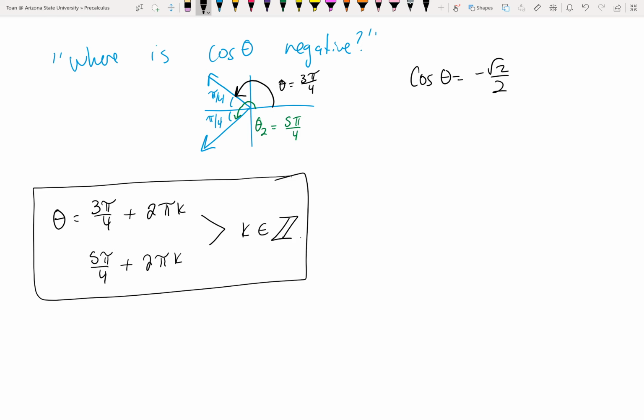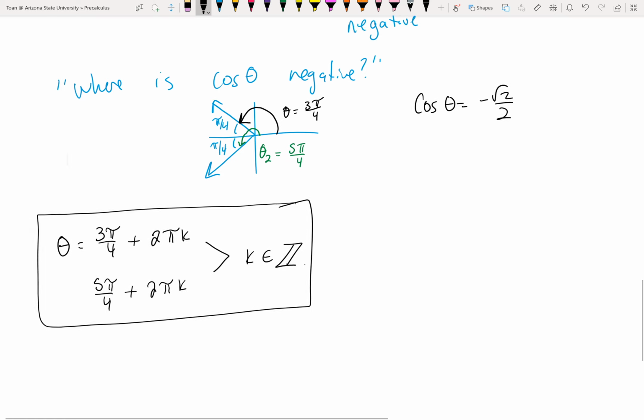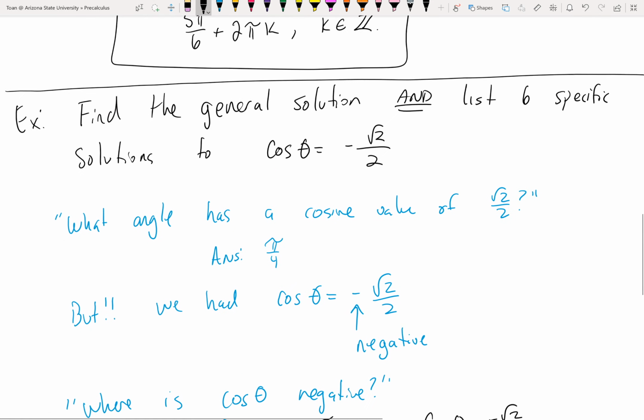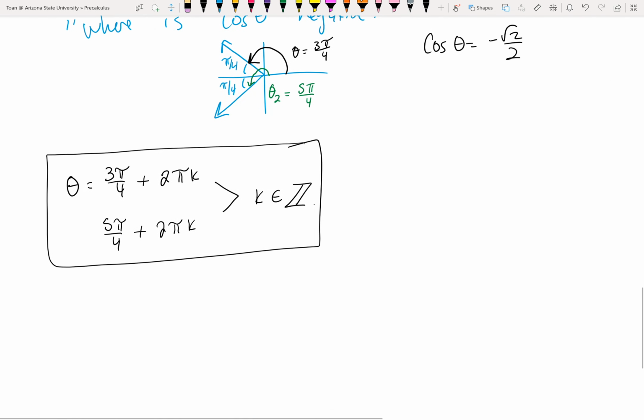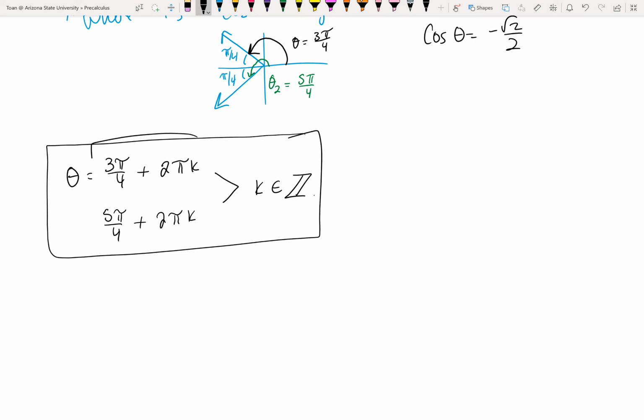But the instruction also said to list 6 specific answers, right? Yes, list 6 specific answers. Well, once you have the general solution, to figure out the answers, it's just like following a formula. Just plug in k values. K could be anything you want, but they have to be an integer. They have to be positive, negative whole numbers.